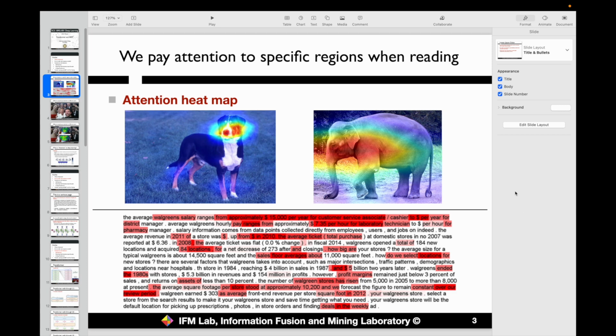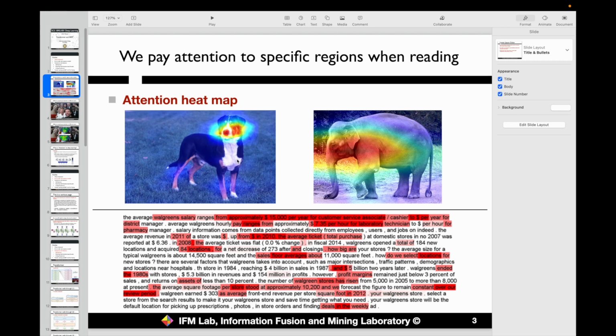Okay, so first of all, let's talk about what attention is in deep learning. We as human beings, when we read images or articles, normally need to pay attention to specific regions when we read, right? In this page, we show you some examples. We show you pictures of a dog and an elephant. At the bottom, we also show you a piece of an article. When we read these images or articles, normally we will pay attention to different regions.